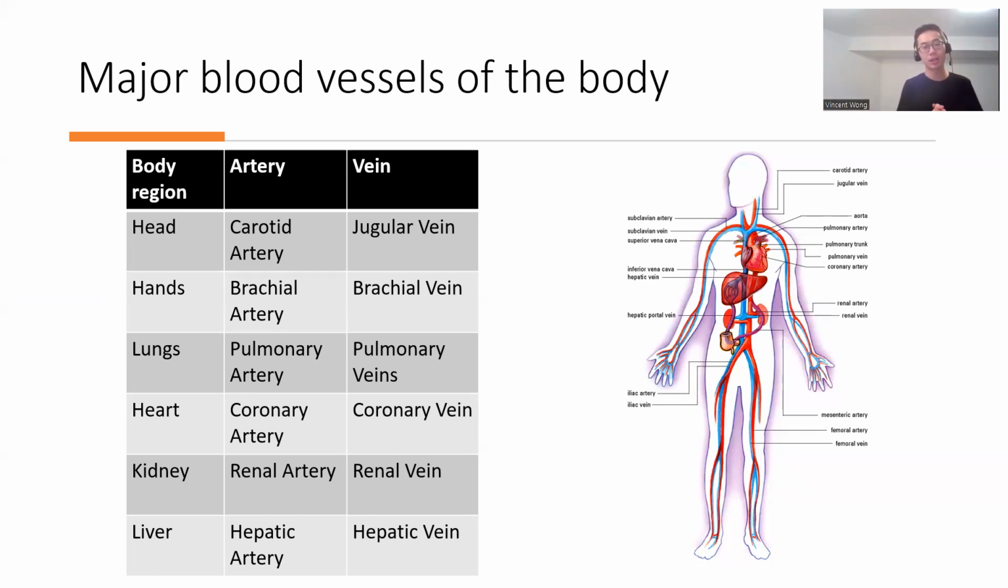But here is a list of key blood vessels that I want you to know. Going up to the head is obviously very important. We have what's called the carotid artery that takes blood to the brain, and then we have the jugular vein that returns the blood back to the heart. If you put 2 fingers in your neck here and press lightly, you can feel the pulse of your carotid artery. And we'll talk about what a pulse is later.